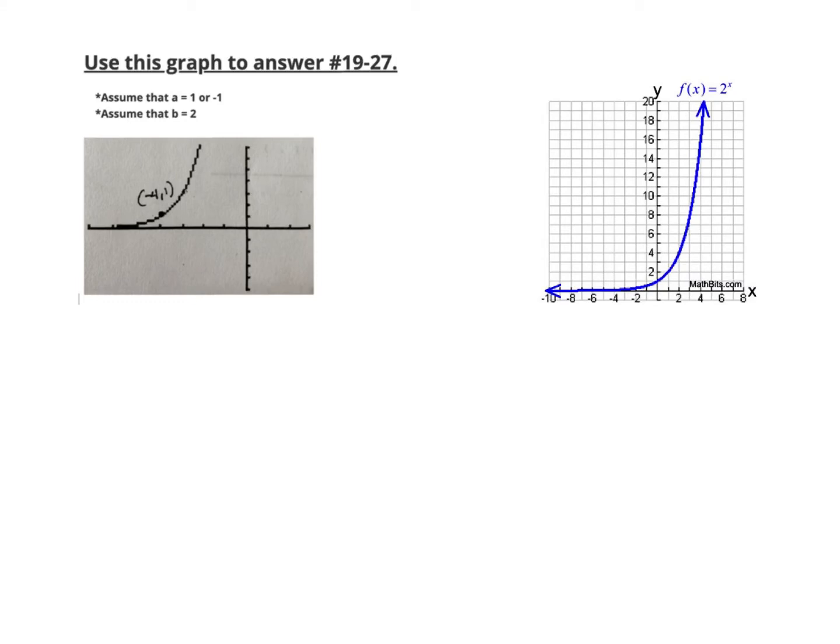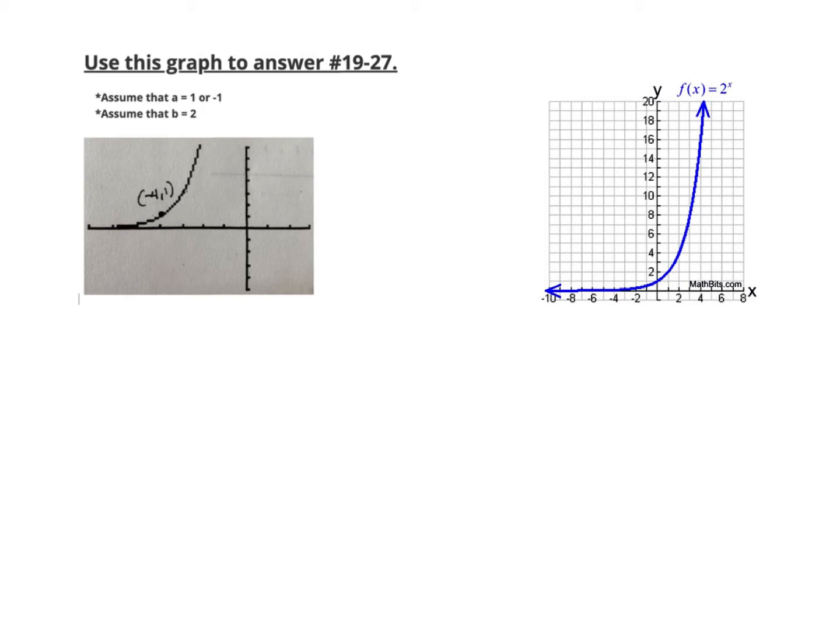Hello and welcome to the Writing Exponential Equations video. In this video, it's a little bit different than the last one, where we were writing exponential equations from 2 points, it was just a times b to the x. There was no shifts at all. There was no reflections, none of that. So now we're dealing with many more transformations.